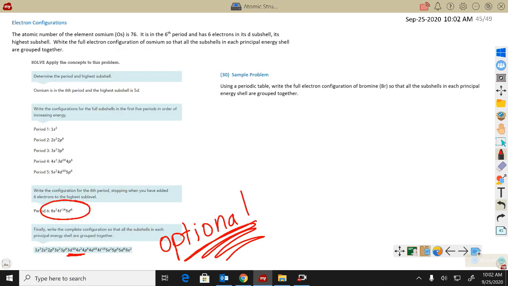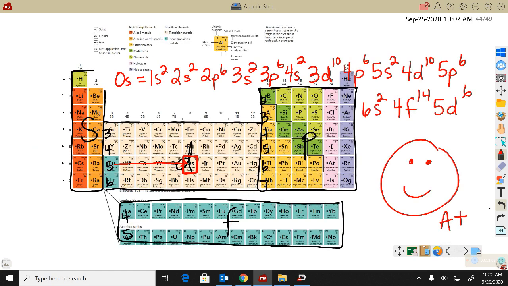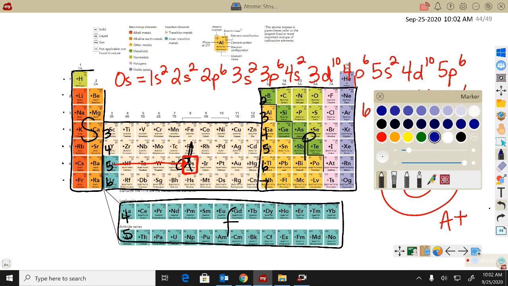Okay, so let's try one more. Number 30. Using a periodic table, write the full configuration of bromine so that all subshells in each principal energy level are grouped together. No, I'm not going to do that. We're going to rebel. I mean, if you want to, you can. But it's not required, and it's not standard. It's not necessary. All right, so let's do bromine. I'm going to use my periodic table, and let's rock some bromine.